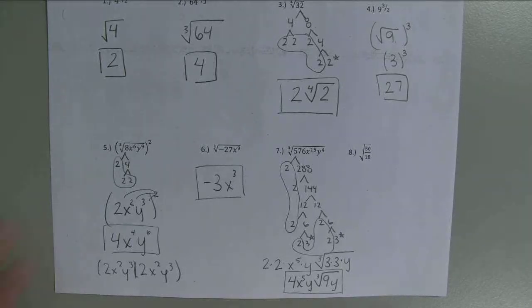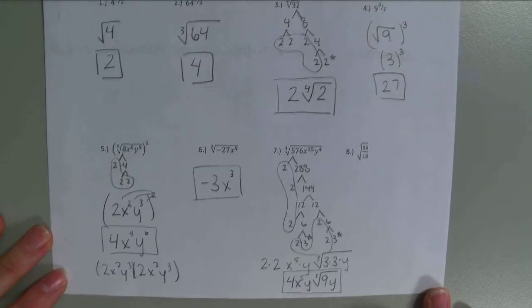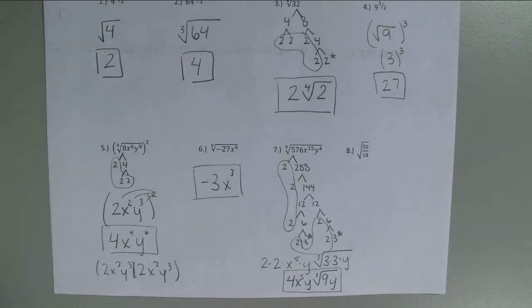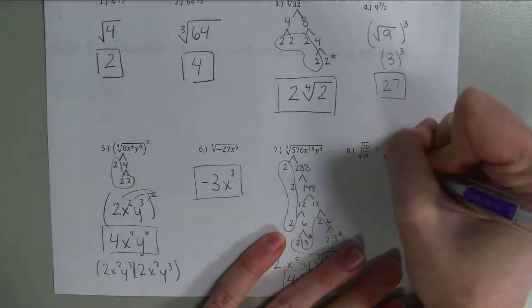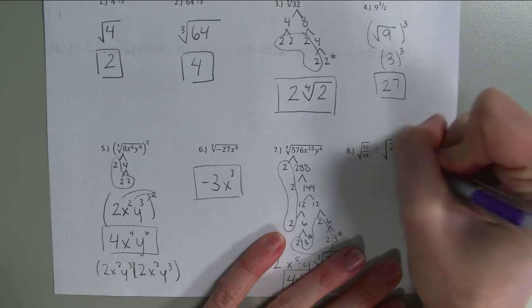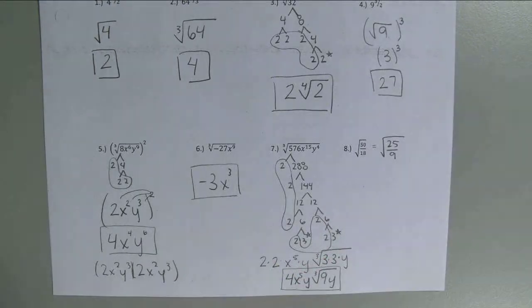All right, here on number 8, what I do is I always try to reduce first. So notice 15 and 18 are both divisible by what number? 2, right? So we can actually write this as the square root of 25 over 9. Is that okay? All I did was just divide both by 2. And it's still under the square root.